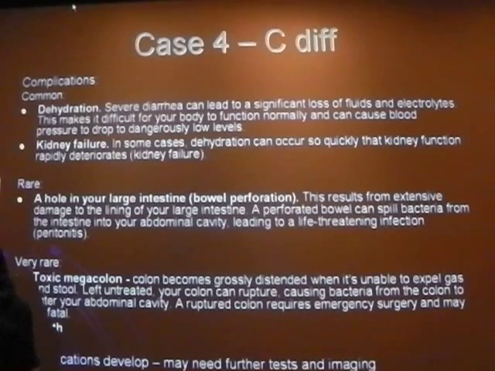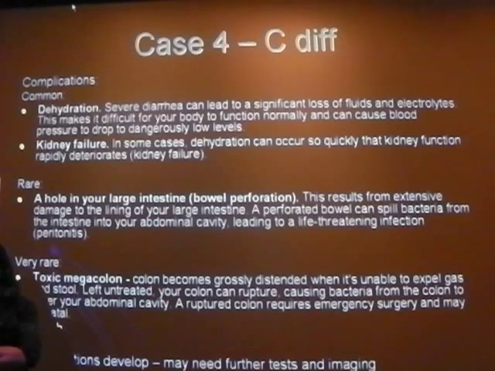So again, you need to talk about complications, and it's easier if you do it as common, rare, and then the dangerous ones. So the common one is they can get dehydrated, and that can affect your kidneys. They get dehydrated because they're having lots of diarrhea, so it's quite easy for the patient to understand. So they need to replace lots of fluid.